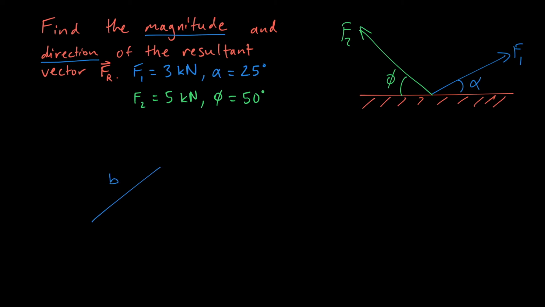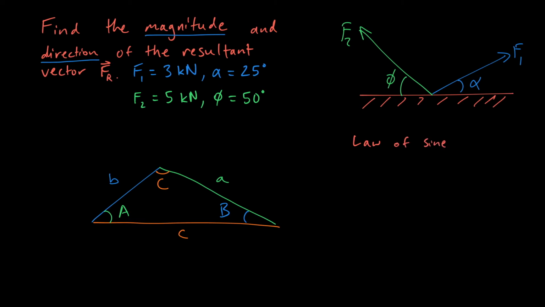We will use lowercase letters to denote side lengths, and we will use capital letters to denote the angle opposite of that side, as such. So now we can write out the law of sines, which states that the sine of the angle A over the length of A is equal to the sine of B over the length of B, which is equal to the sine of C divided by the length of C.